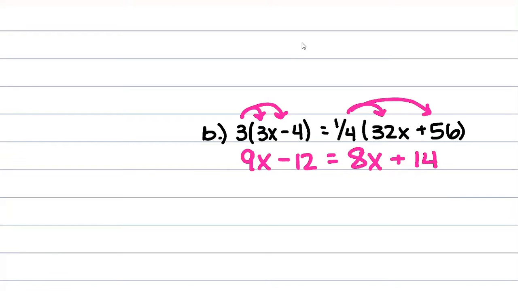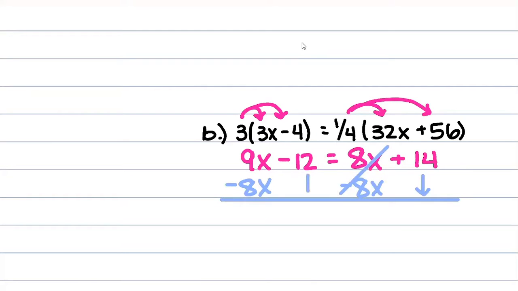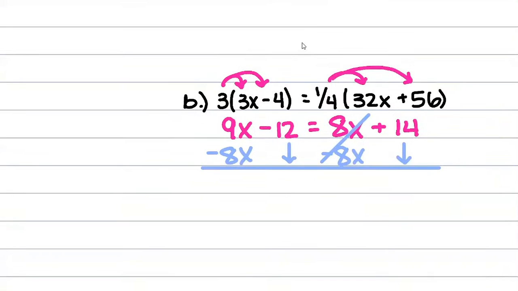From here, I have a 9x on one side of my equal sign and an 8x on the other side. I want to bring my 8x over to the 9x so that way I end with a positive coefficient. So when I do this, I'm going to subtract each side by that 8x. My 8x's would cancel. My 14 drops down, so does my negative 12. And then my 9x and my 8x subtract from each other. So I'm going to be left with x minus 12 is equal to 14.